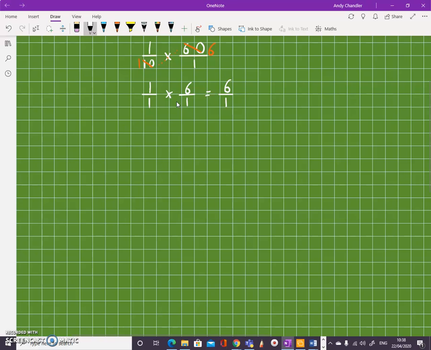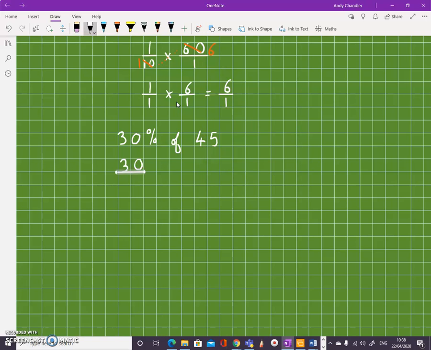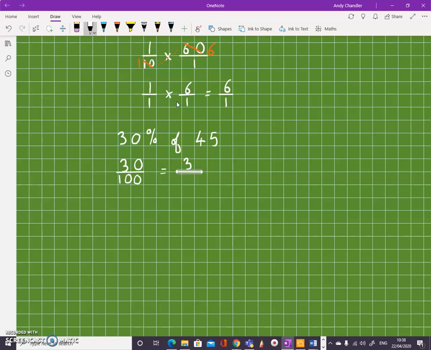My next example is 30% of 45. So looking at the percent first, as a fraction 30% is 30 over 100. Remember, a percentage is always going to be over 100. And I'm going to simplify that because they can both be divided by 10 to 3 over 10.